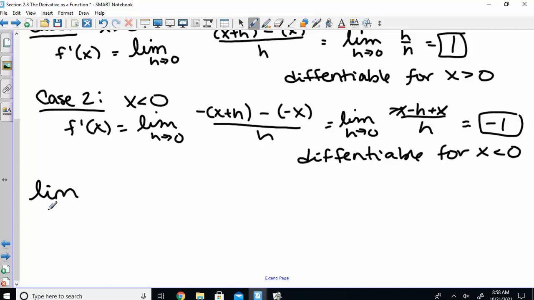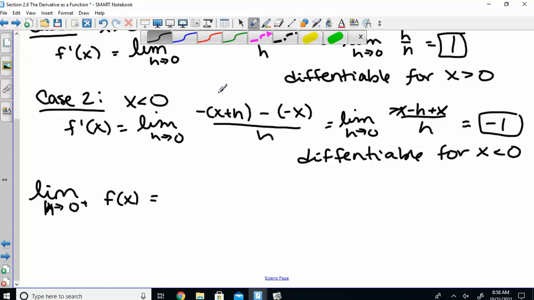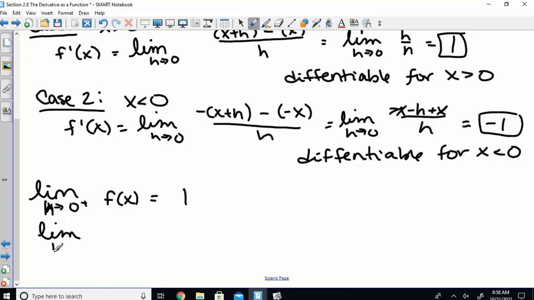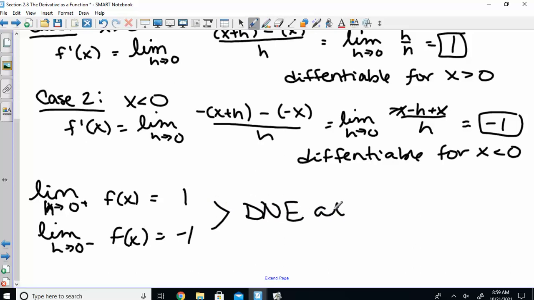Okay, what this is showing me is the limit as h approaches 0 from the left. Sorry, I said left and wrote right. So from the right, the limit of my function turned out to be 1, and the limit as you approach 0 from the left turned out to be negative 1. These pieces are different, so that means the limit does not exist at x equals 0. So this one is not differentiable at 0.